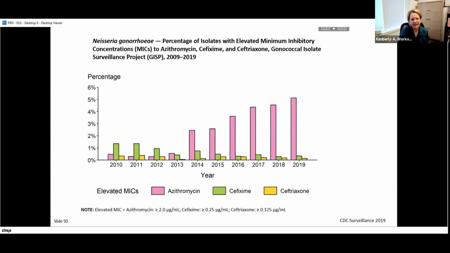So to get a little bit more granular here, remember about 10 years ago, dual therapy was recommended for gonorrhea. The reason for that was there was a little bit of uptick in cephalosporin resistance, and the use of dual therapy really brought that down a bit. But one of the consequences of that, you see, is the azithromycin MIC started creeping up.